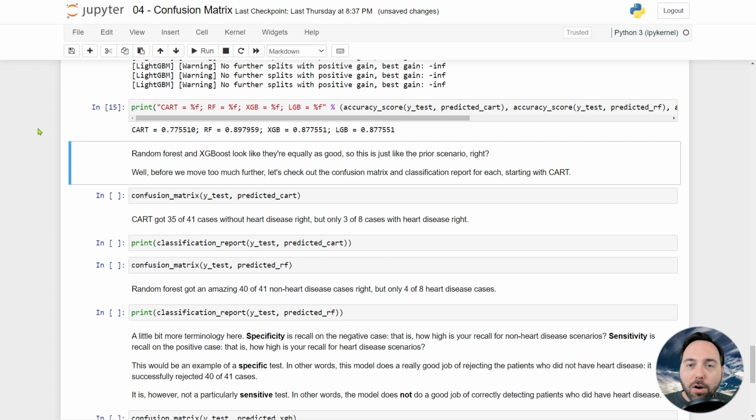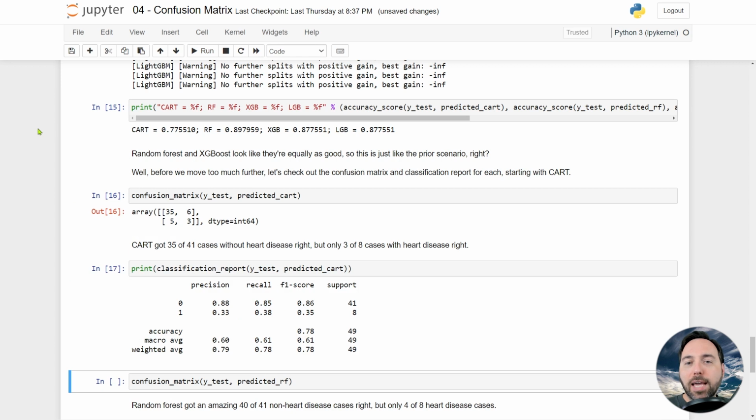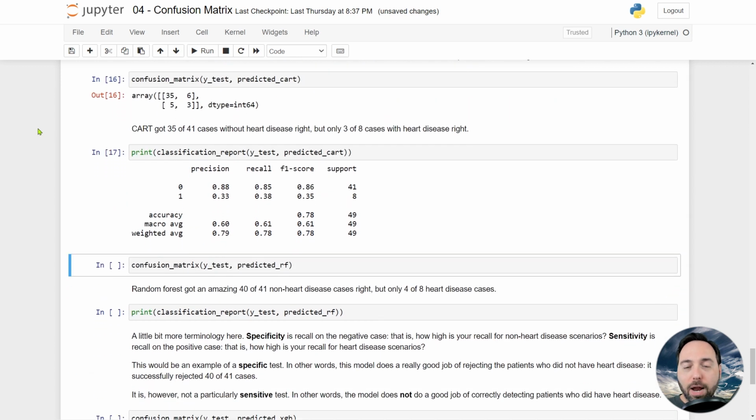Once again, I'll start with CART's confusion matrix and classification report. CART ended up getting 35 cases of people who did not have heart disease correct, providing false positive reports on 6. Meanwhile, it struggled on the cases with heart disease, getting only 3 out of 8 correct. That leads to a poor precision and poor recall for heart disease cases, and it shows that CART, to an extent, minimized the heart disease case because of a lack of balance. In short, not great, especially because we're a bit more interested in predicting the cases where a person did end up with heart disease. So now let's take a look at random forest.